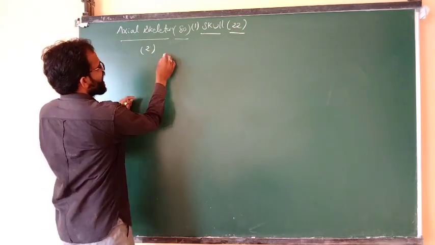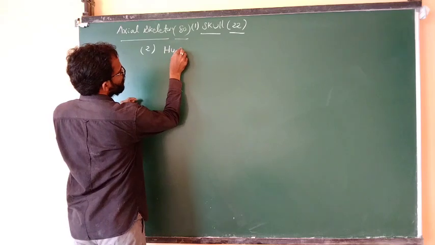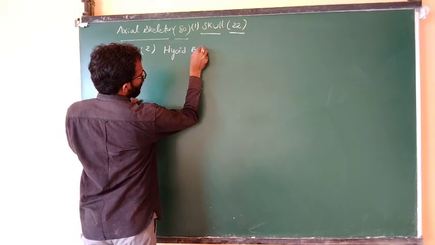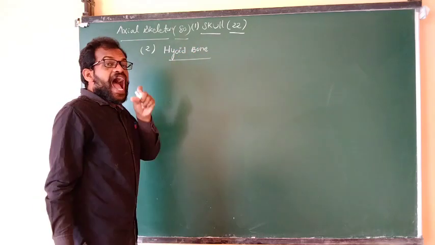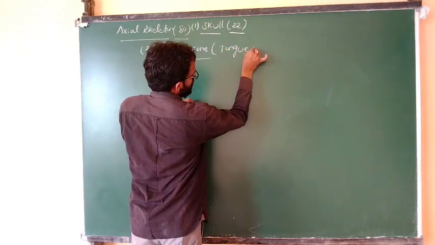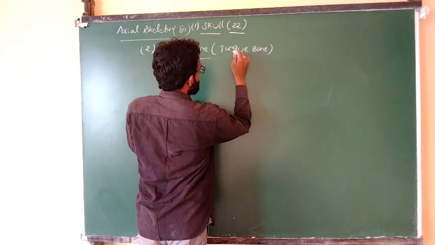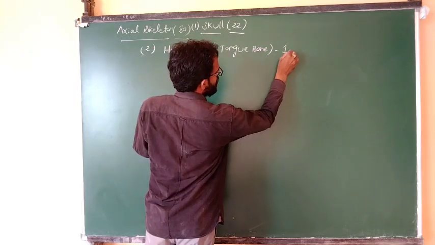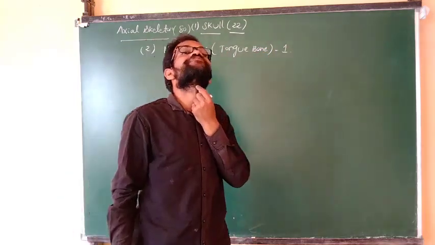The next one is known as the hyoid bone. What is the bone? Hyoid bone. Hyoid bone means tongue bone. How many tongue bones are present? Only one bone. The tongue bone is present here.